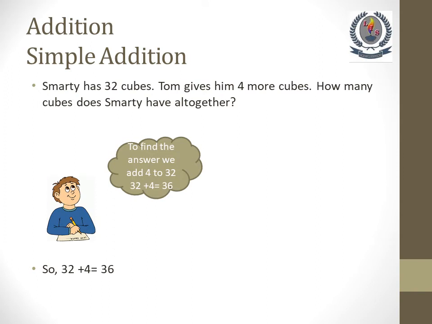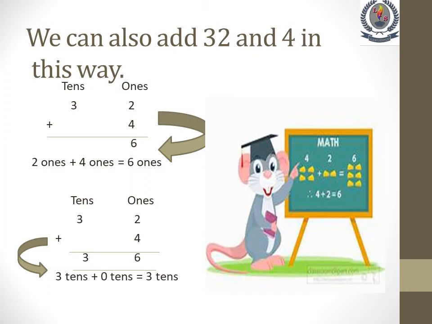Addition. Simple addition. Smarty has 32 cubes. Tom gives him 4 more cubes. How many cubes does Smarty have altogether? We can count on from 32 on a number line to find the answer. We can also add 32 and 4 in this way.